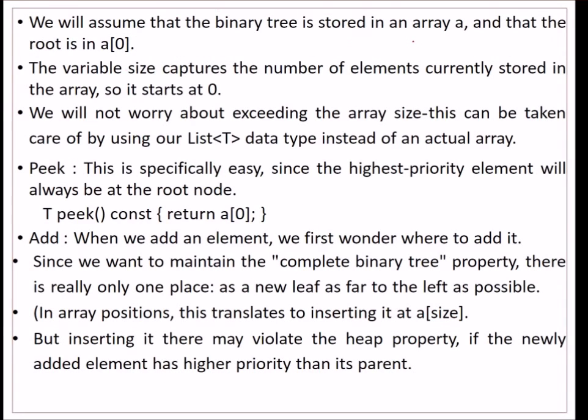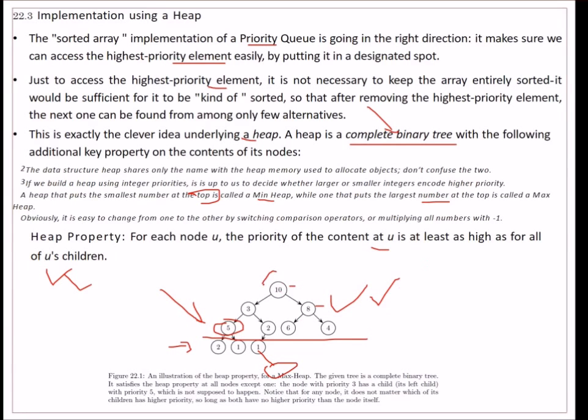Now we assume that the binary tree is stored in some array A, starting at A[0], and the variable size captures the number of elements currently stored in the array. So it starts with 0. What about worrying about the array bounds or the array size? If you don't want to worry, just use a list data type instead of an actual array. Now coming to peek, this is specifically easy. Since the highest priority element will always be at the root of the tree, as you have seen, this is the highest number, 10.